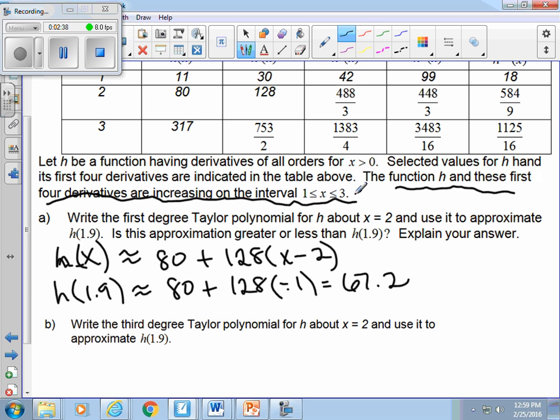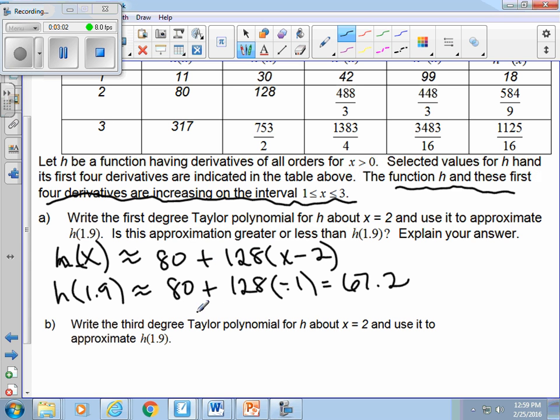It's actually, and this is a weird problem. Didn't they pretty much just have us write a tangent line? Isn't this a tangent line? A first degree Taylor approximation is a tangent line approximation. And then you know x is positive. Function is concave up. Tangent line falls below. Weird question.